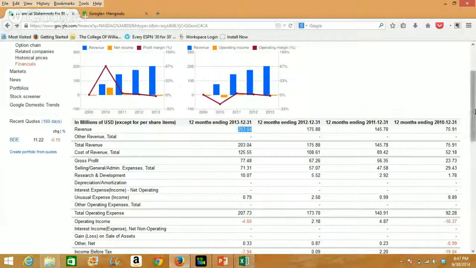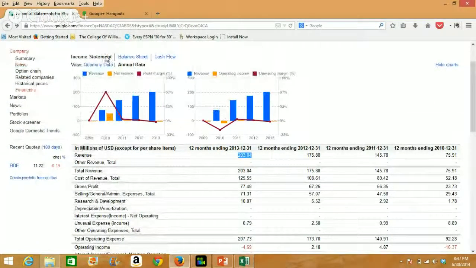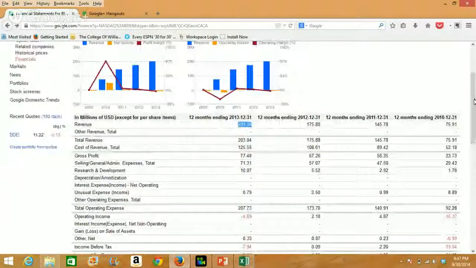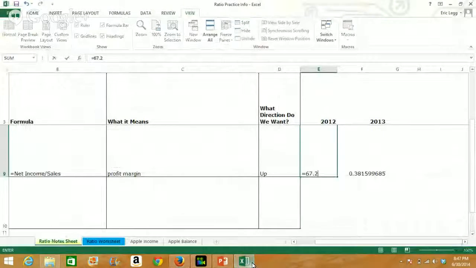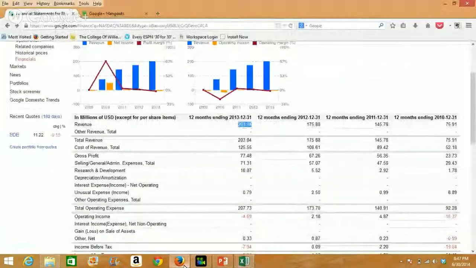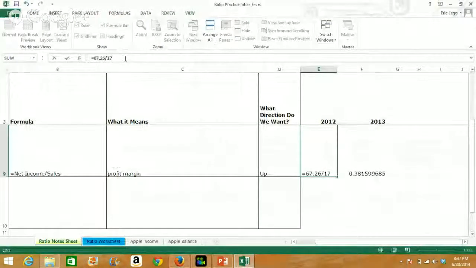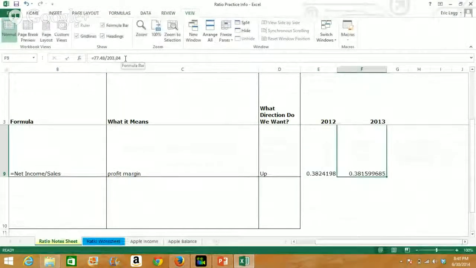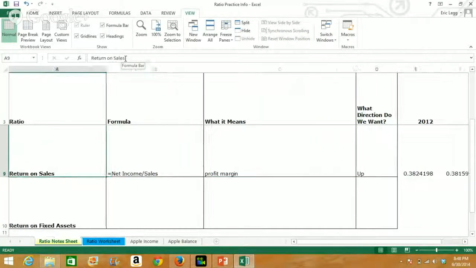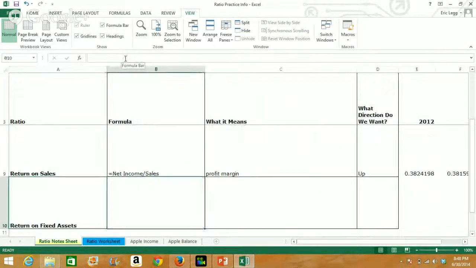In 2012, net income or profit, 67.26 divided by sales, 175.88. Okay, 0.38. Remarkably similar here. It went down a little bit in 2013, but not much difference there. But you might say the return on sales is 38%. That's the amount of profit they're making on sales.